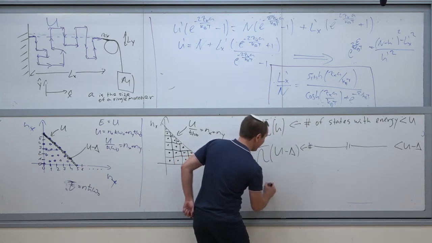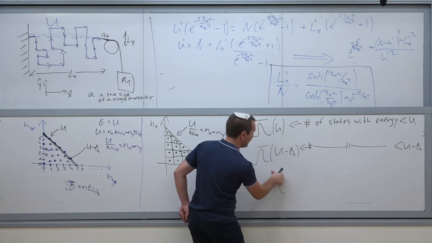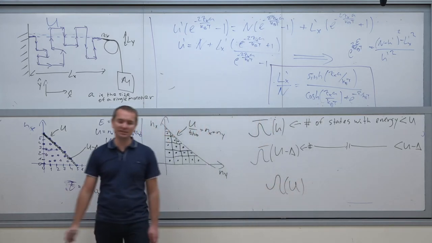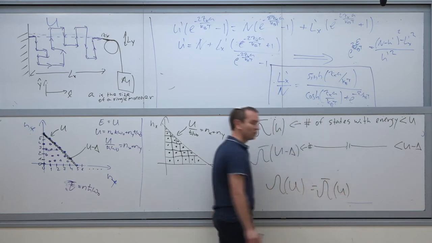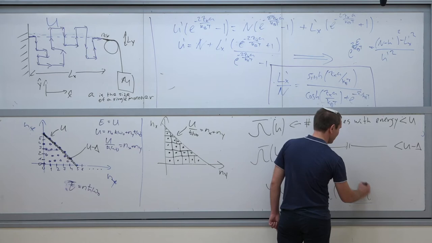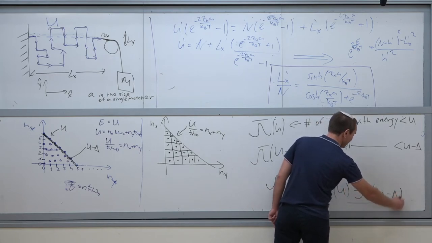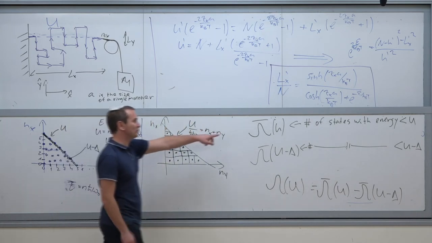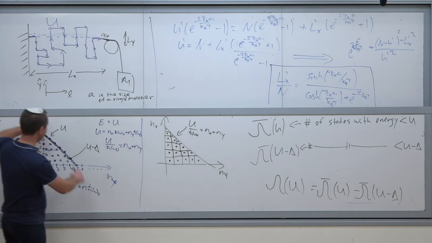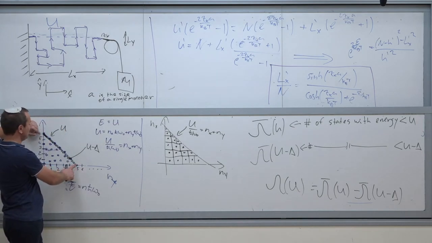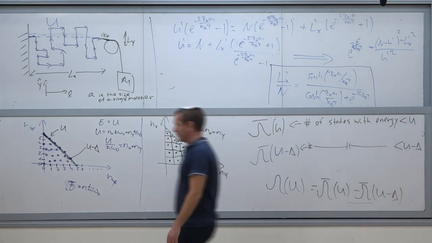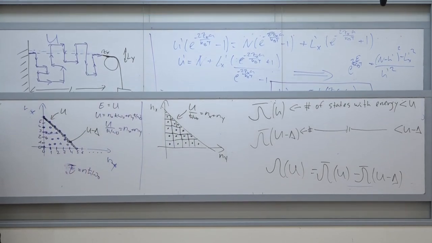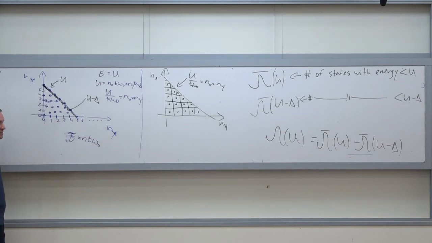Now, if I want to count the number of states in the delta vicinity of u, it's simply the total number of states with energy smaller than u minus the total number of states with energy smaller than u minus delta. Since the total number of states is simply the area, I need to compute the area under the plot of u, compute the area under the plot of u minus delta, and subtract one from the other, and I will get the number of states I'm looking for. So instead of counting, I will integrate, because this is how we compute areas.